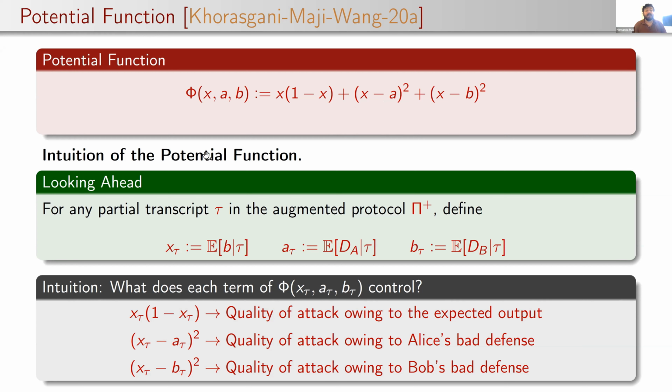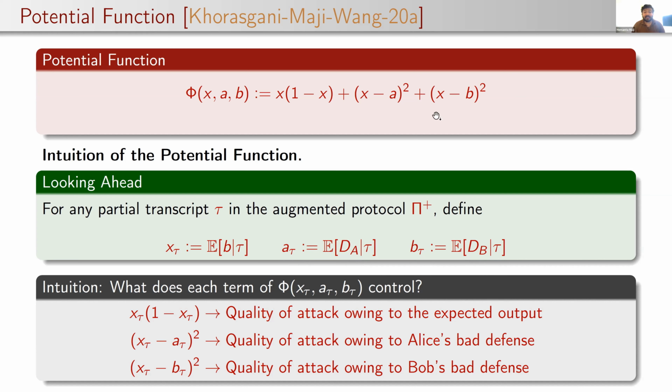So let me give you some intuition behind this potential function. Let's fix a partial transcript tau of the protocol. Conditioned on this partial transcript, we can compute the expected output such that the full transcript is consistent with this partial transcript. This will be the value x. Suppose at this partial transcript tau, Bob aborts, then Alice has her defense coin. The expected value of Alice's defense will be a. Similarly, the expected value of Bob's defense will be b.